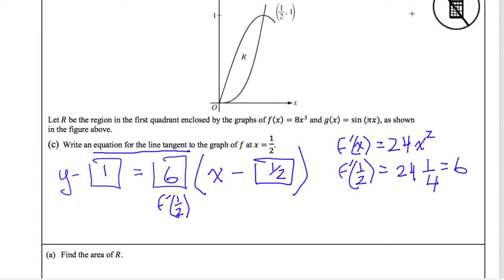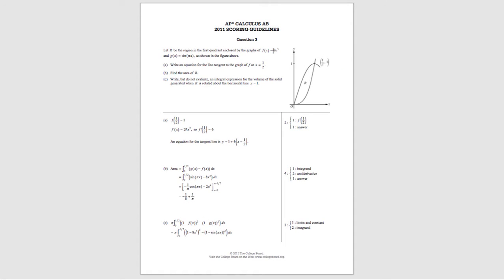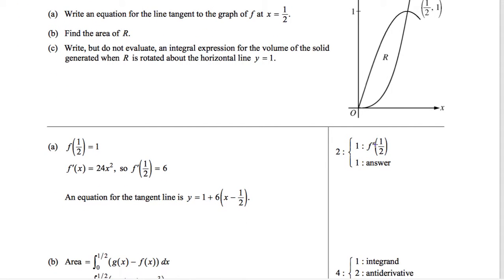Scoring yourself. How to score. For part A, you get 1 point if you found f prime of 1/2, if you found 6, and you get 1 point if you filled in the rest of the equation.